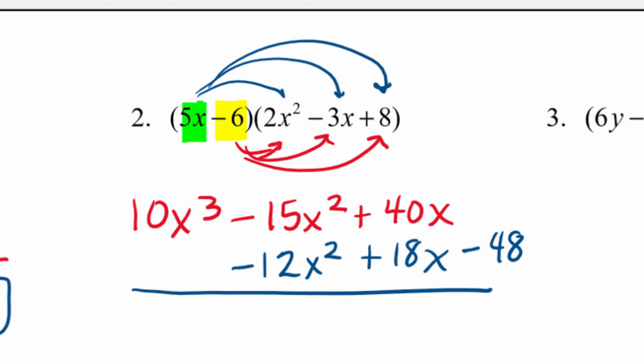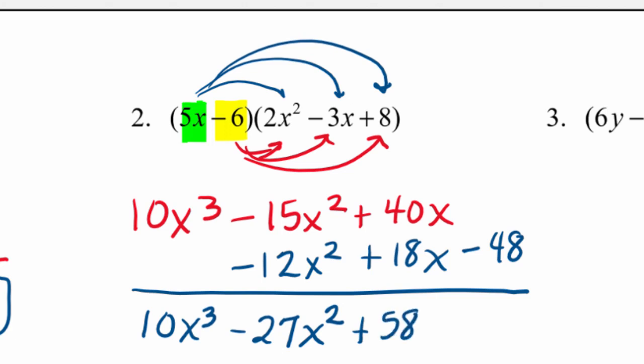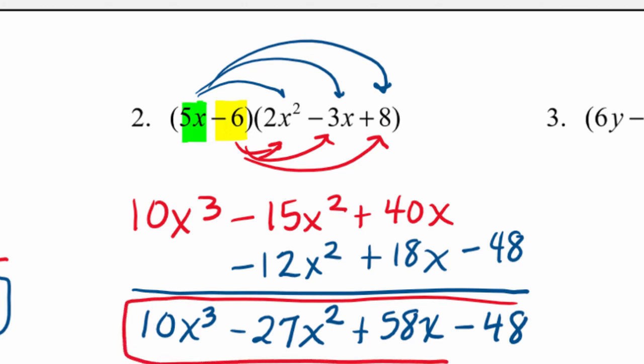I've lined everything up again, all the like terms, and now I'm going to add like terms, working with the coefficients, leaving the variables alone, right? So I get 10x cubed minus 27x squared plus 58x minus 48. So again, a reminder that when we start adding like terms, we don't change the exponents on the variables. We just work with coefficients.